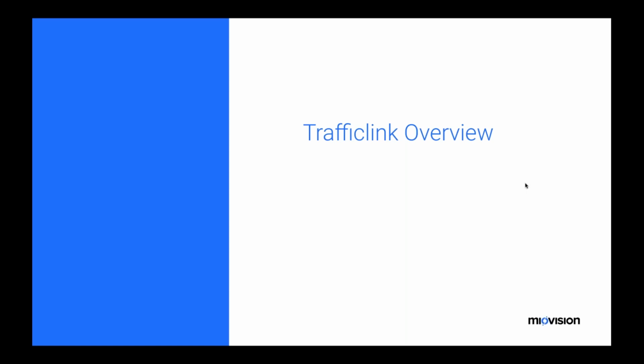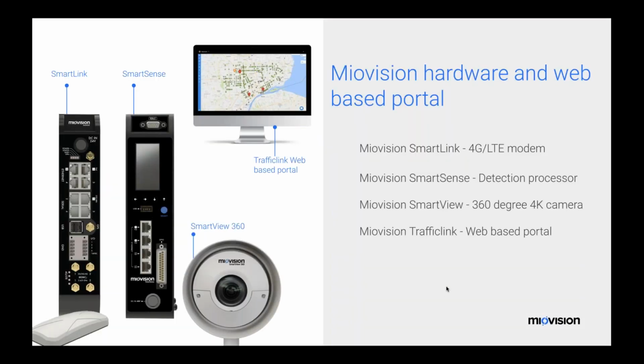So first, we'll kick things off with a little overview of Traffic Link. Traffic Link truly is our web-based portal where you can access any of your ATSPMs, you can see your intersections, access counts, and get a visual on detections, see camera feeds. So truly, Traffic Link is actually the website that you access to see all of this. But there's a couple components that are important in making Traffic Link operate and work.